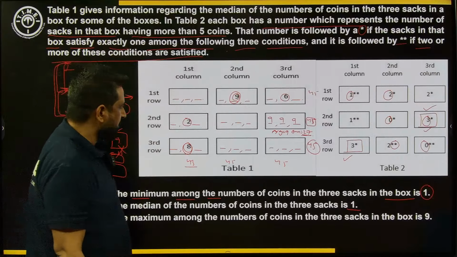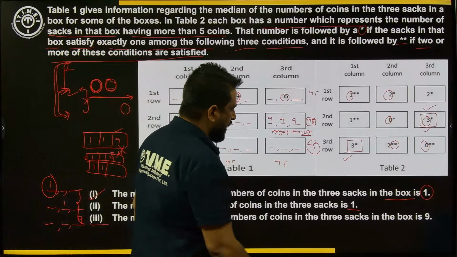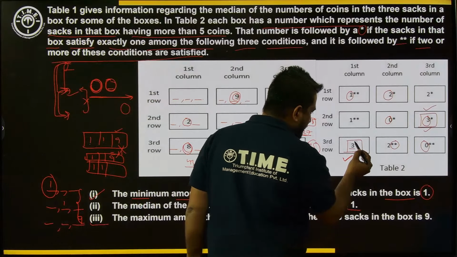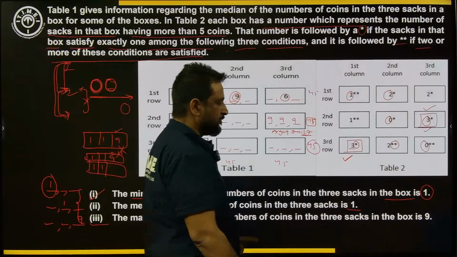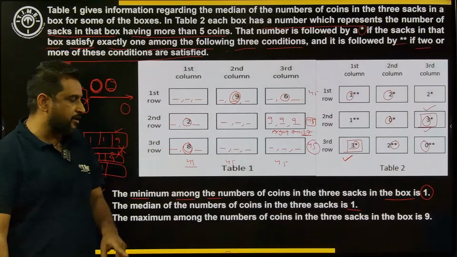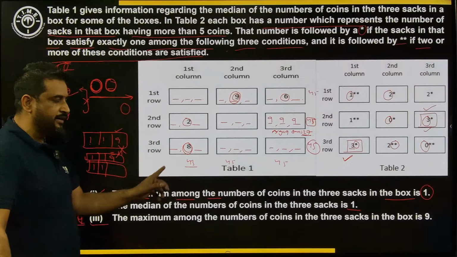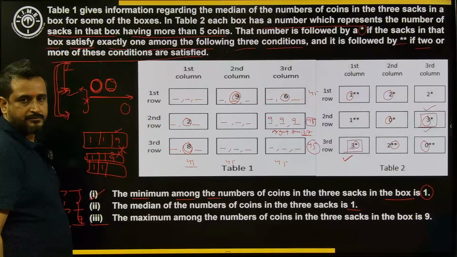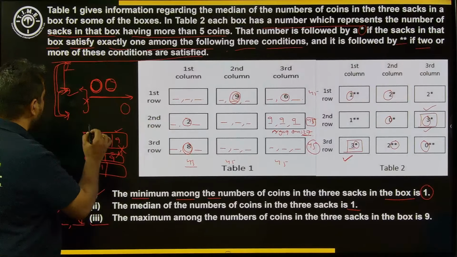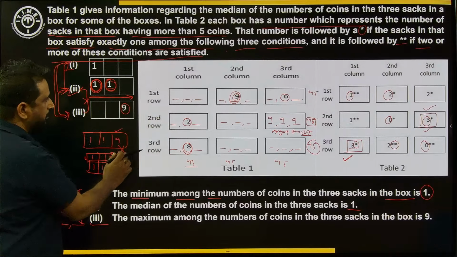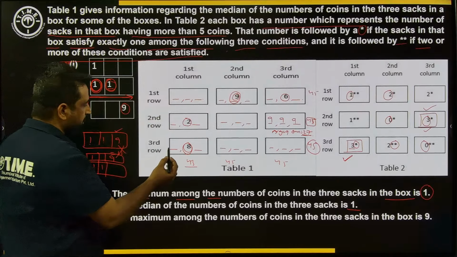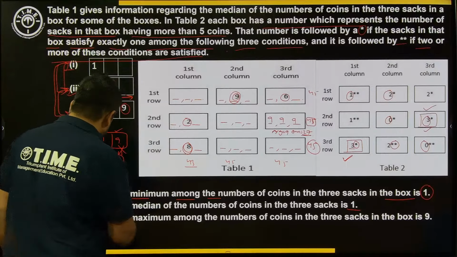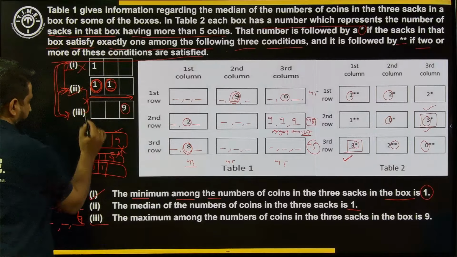Now come to this box. What is this box? A median number of 8. All three sacks should have more than 3 coins, and it is satisfying one condition. 1 star means it is satisfying only one of the given conditions. Which condition can it satisfy? Only one of them. All three should definitely have more than 5 coins, so it is definitely not the first condition. What is the first condition? This one. It cannot be the first condition.